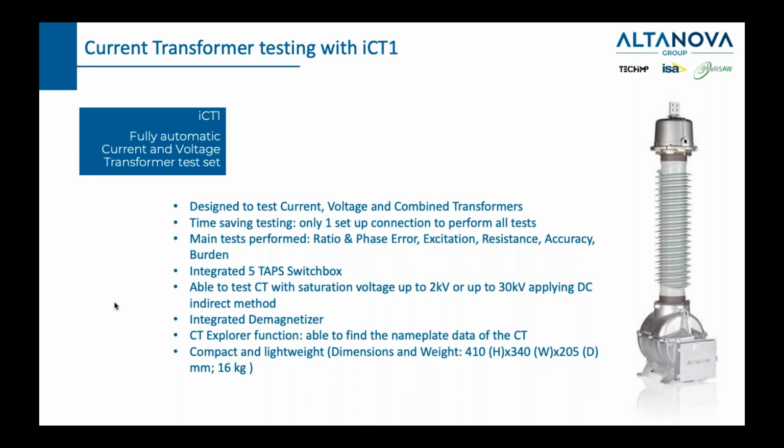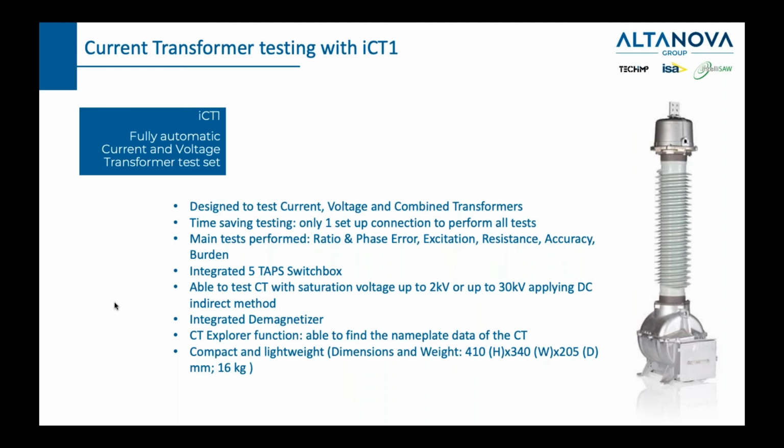Now, here we also see up to 30 kV, but then we have a note applying the DC indirect method. If you have a huge current transformer with a knee point of 6 kilovolts, it would be difficult to test the knee voltage using the standard method. In that case, we use a different method, the so-called indirect method, applying DC voltage, and we will talk about that later.